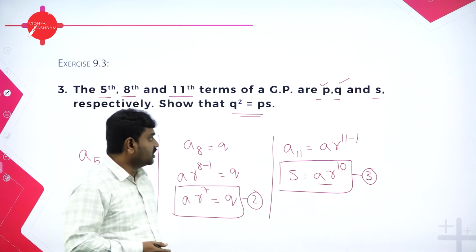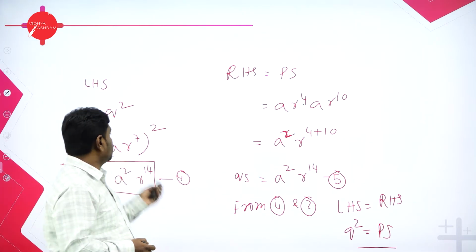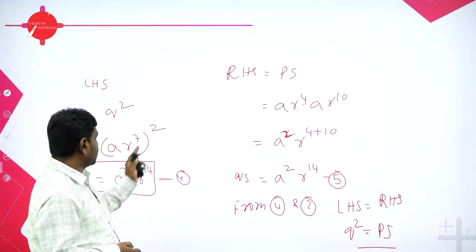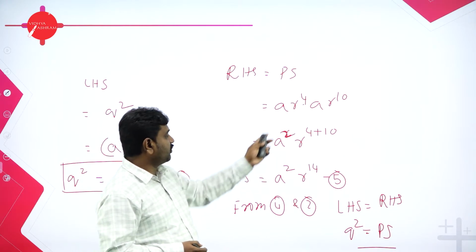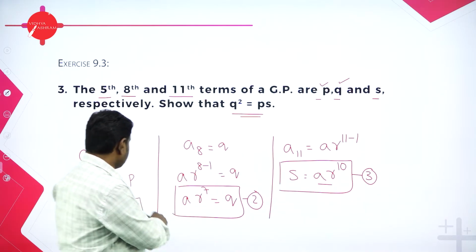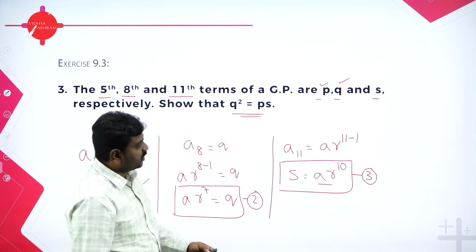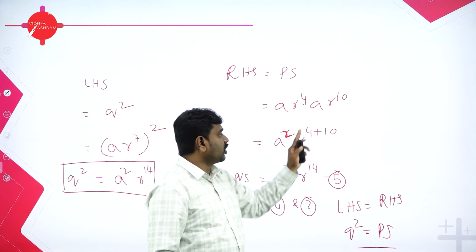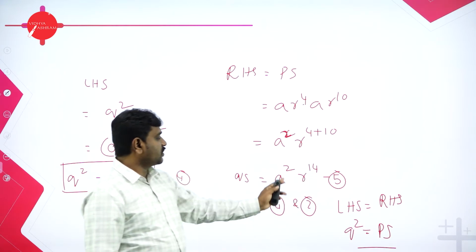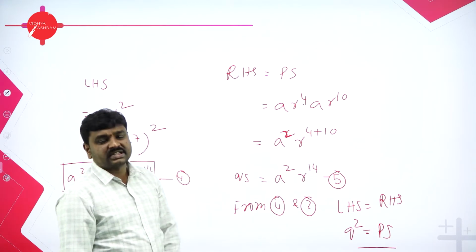S is ar power 10. Substitute in LHS: q square. The value of q is ar power 7, whole square. It will become a square r power 14. Substitute in RHS: P is ar power 4, and S we got as ar power 10. In the place of S put ar power 10. A into A is a square, and r power 4 into r power 10 is r power 14. So a square r power 14, we got Q square. Hence LHS and RHS are both the same.